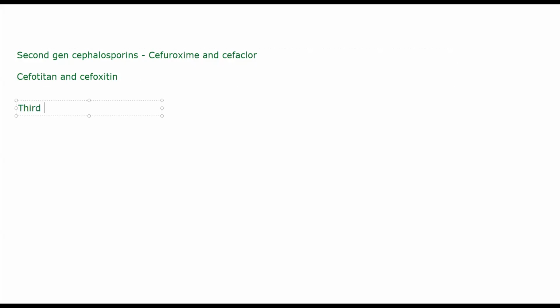Then we have third generation. In third generation, mainly you have cefotaxime. Cefotaxime is parenteral. We have ceftriaxone. You have cefodizime, cefoperazone. Cefoperazone is also pretty common. All of these are parenteral, meaning given IV, and you have one oral drug which is cefixime. This one is oral.